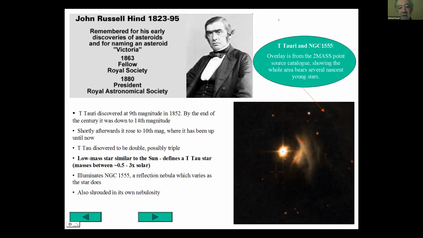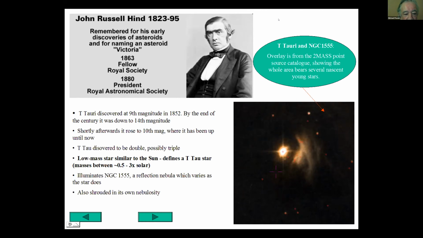But he did. He searched for asteroids, and of course he was searching along the ecliptic. And in one of these searches, he found our dear old star T Tauri, which is the very first, as far as I know, the very first YSO to be discovered. When he discovered it, it was 9th magnitude. But by the end of the century, you can see here, it had faded to the 14th magnitude, where it has never been, as far as I know, ever since. It shortly came back up to about magnitude 10, which is kind of where it is now, really.